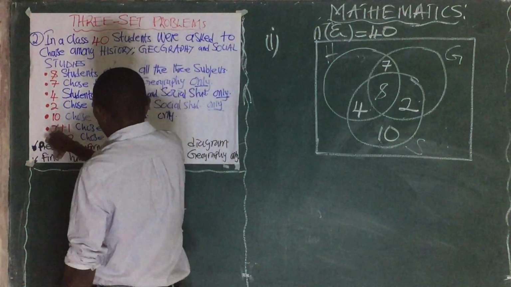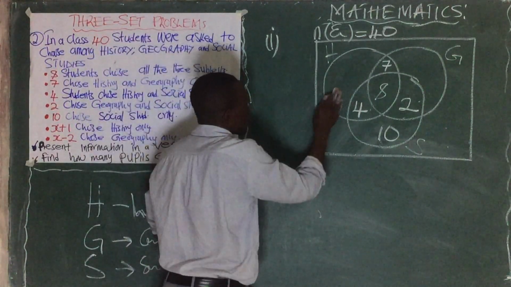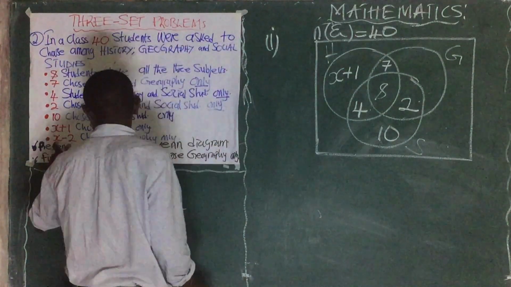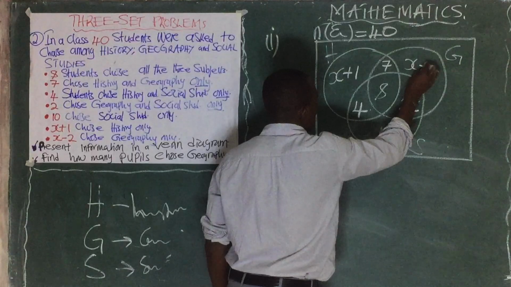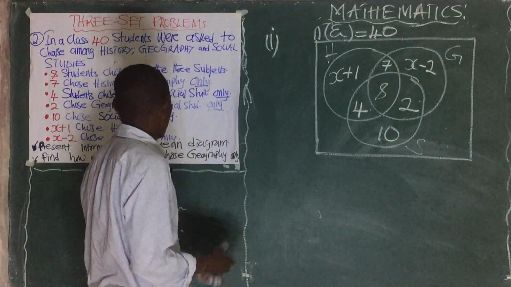Right? And then X plus 1, chose history only. History only. This is history only. So you like that expression, X plus 1. And finally, X minus 2, chose geography only. This is your X minus 2 as such. So that is our Venn diagram.